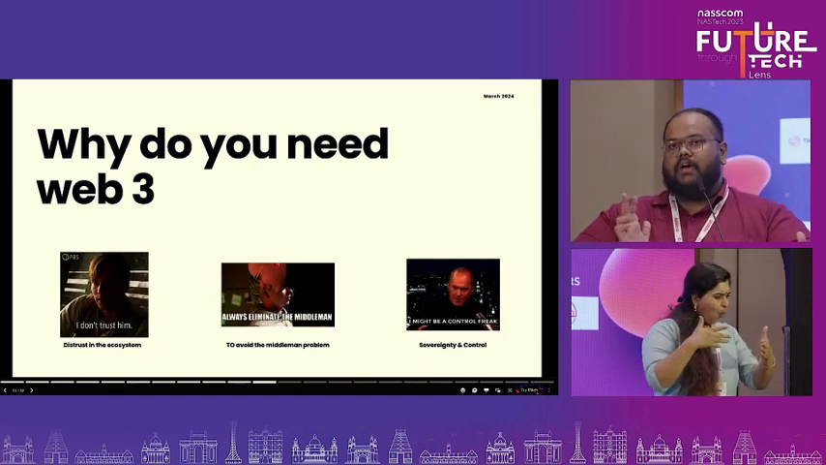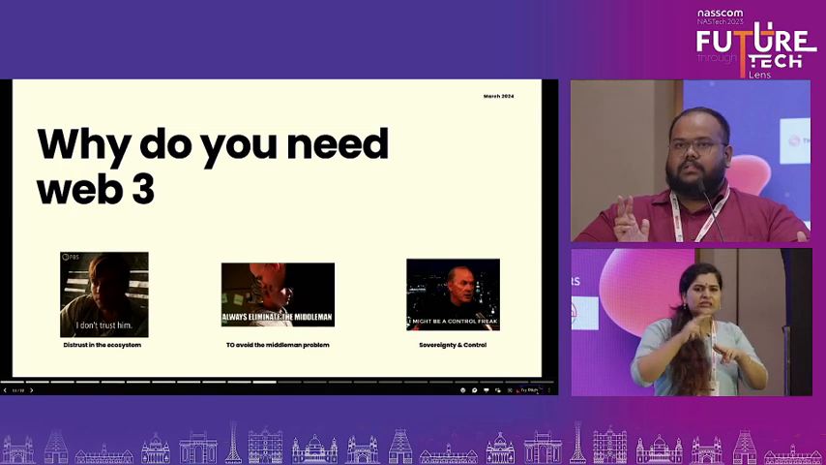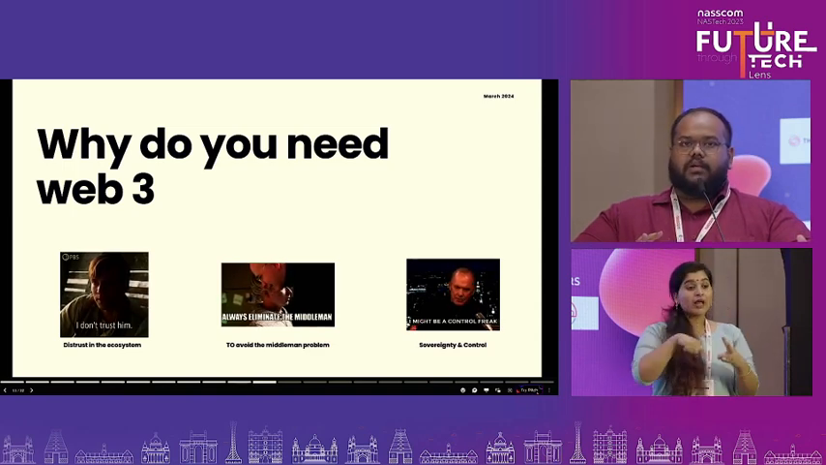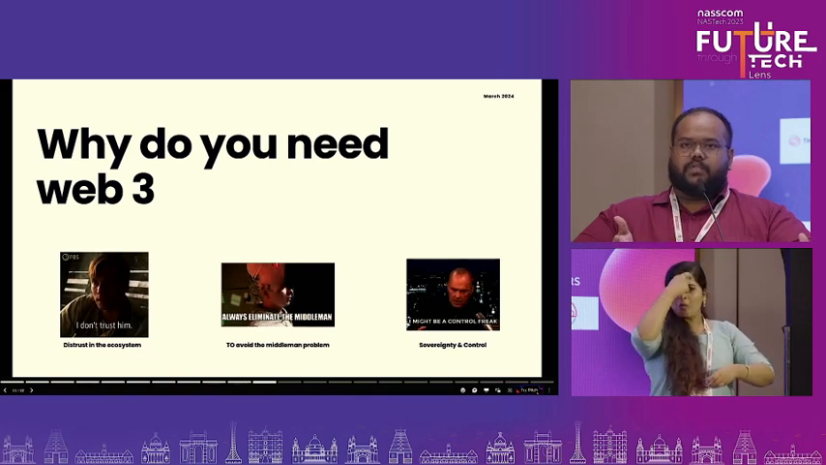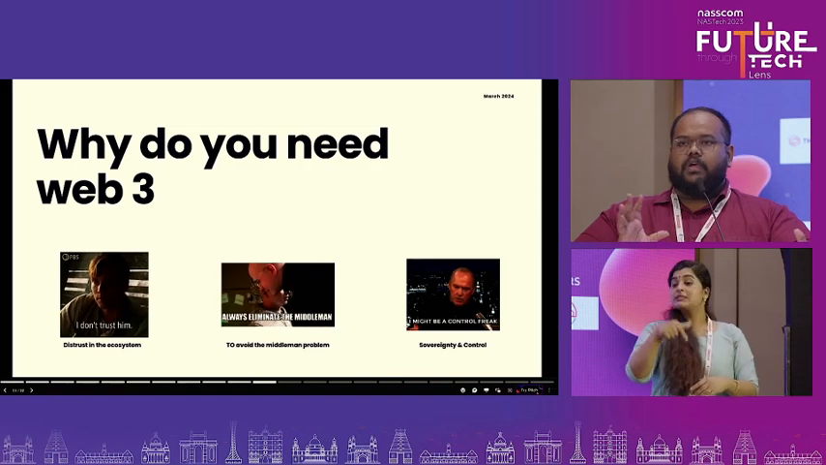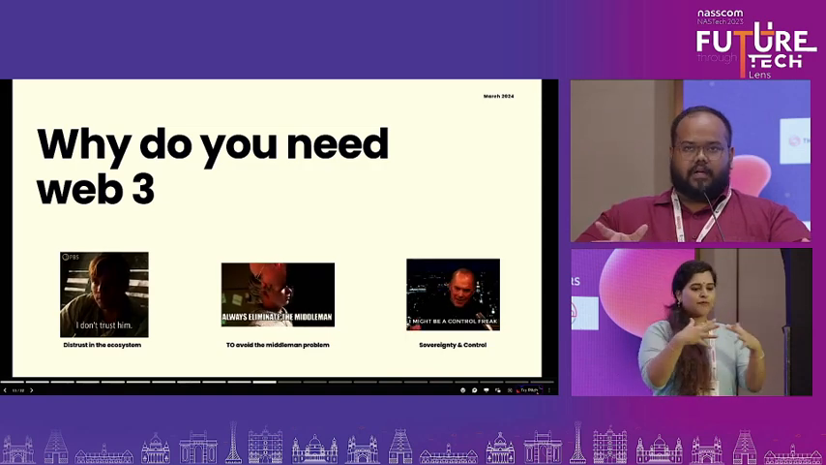Second, if you have a middleman problem. And third, if you have a control and sovereignty problem. So these are the three primary criteria that I look for when I am designing Web3 solutions. Now, what we are going to do is that I'm going to make all of you a Web3 solutions architect.